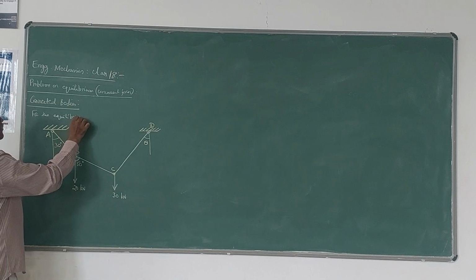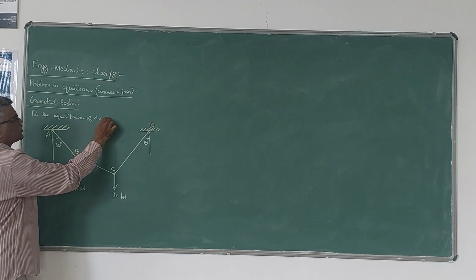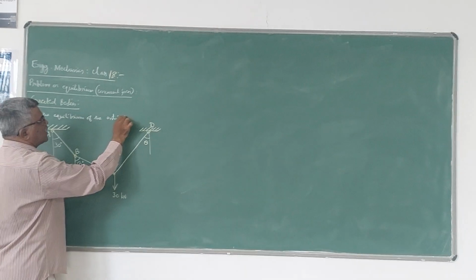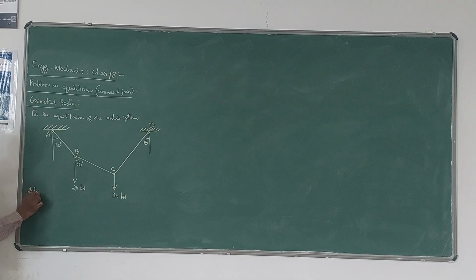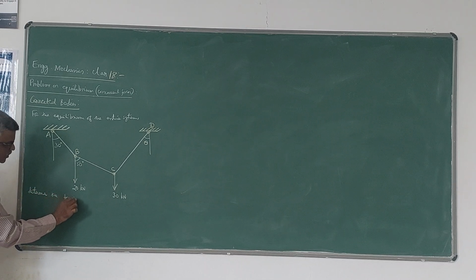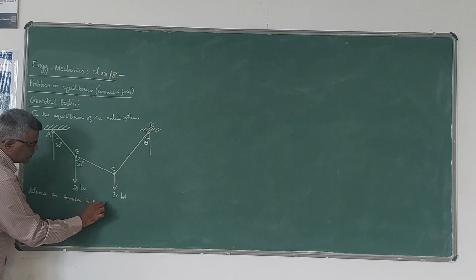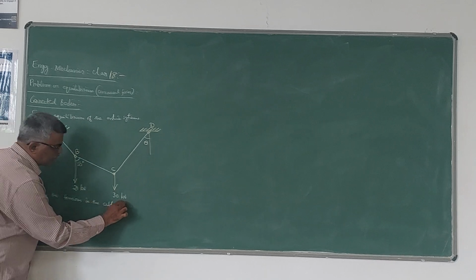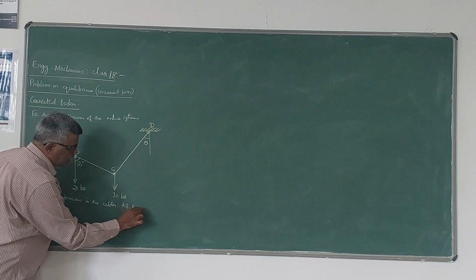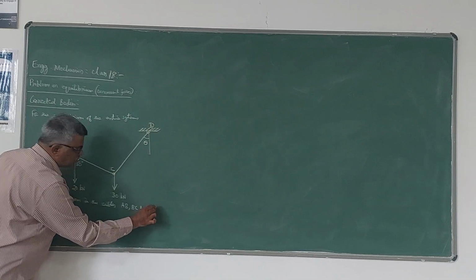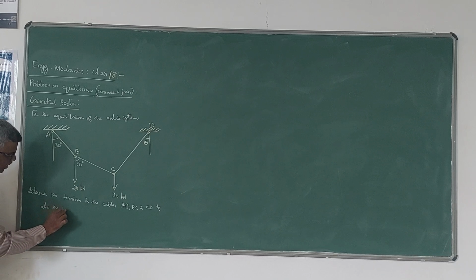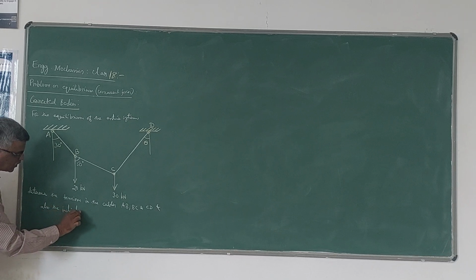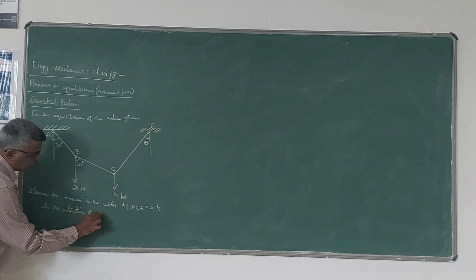determine the tensions in the cables. The cables are AB, BC and CD, and also the inclination theta, as shown in the figure.